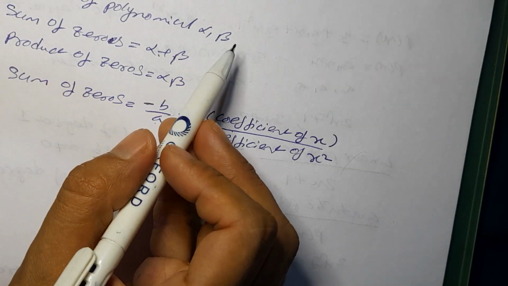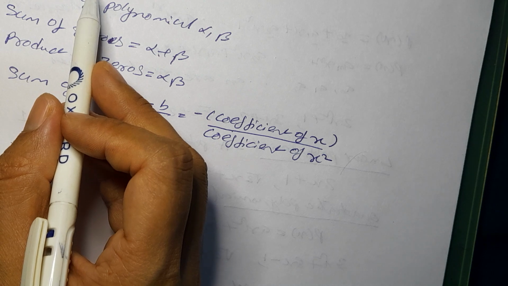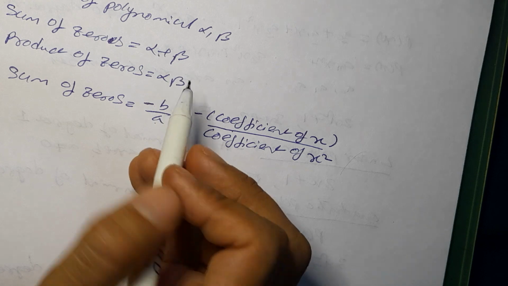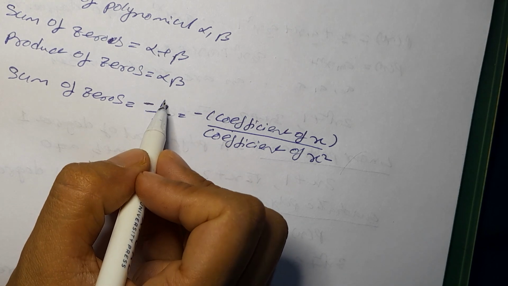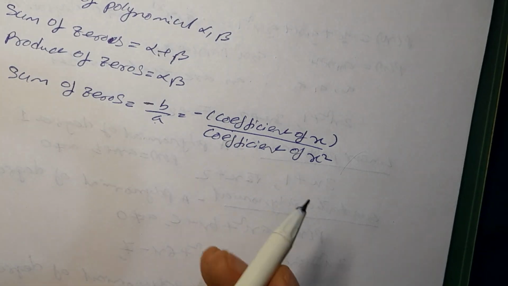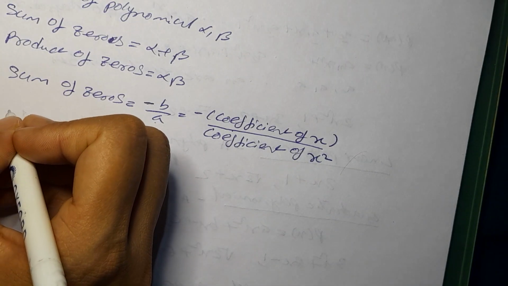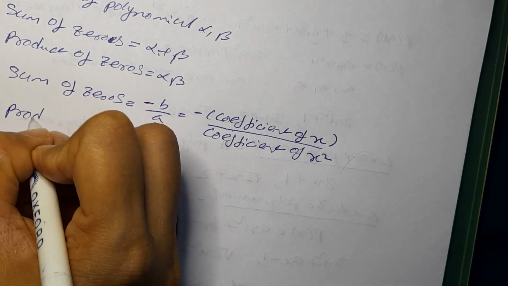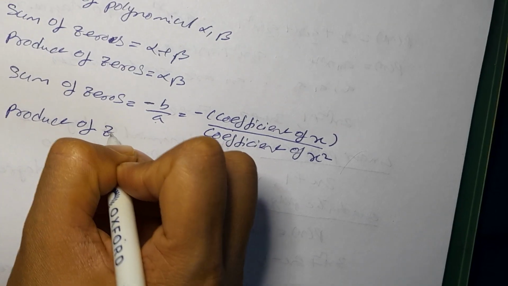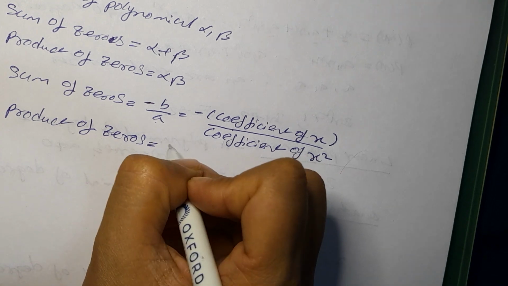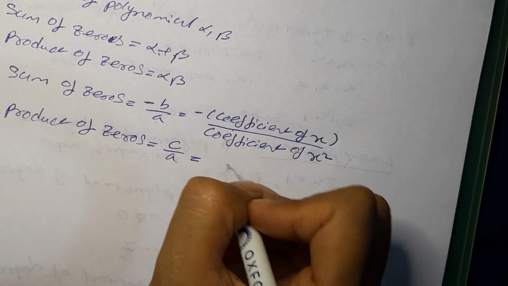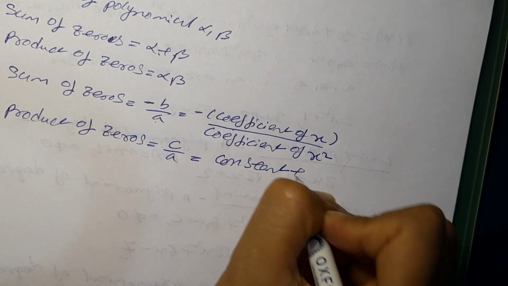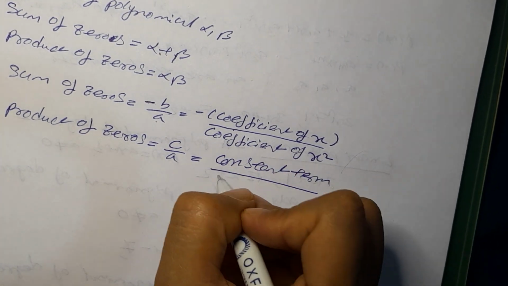Sum of zeros means, after finding the zeros of the polynomial, if you add these two values, that result, and if you write minus b by a directly from the equation, these two results are the same. That's the relation of the zeros and the coefficients. Now for the product of zeros, it is equal to c by a. C is the constant term, divided by the coefficient of x square.